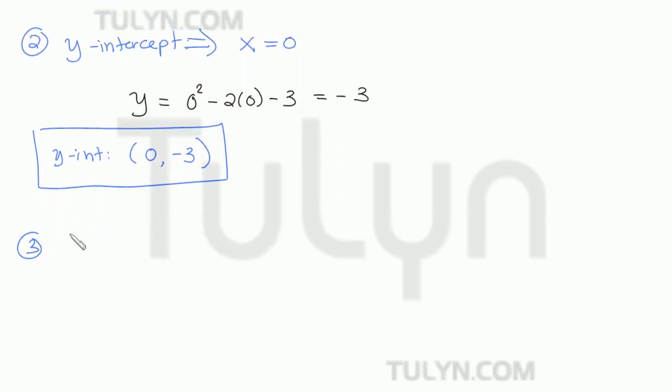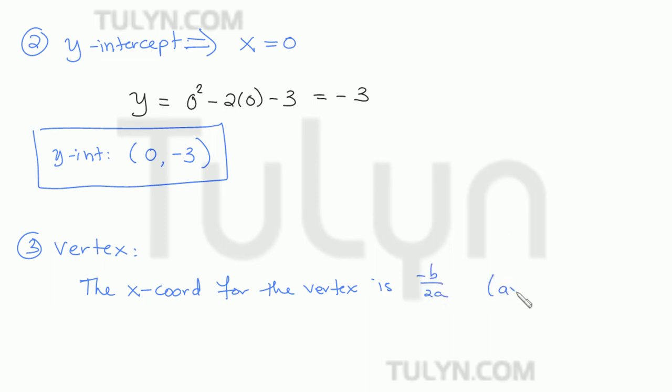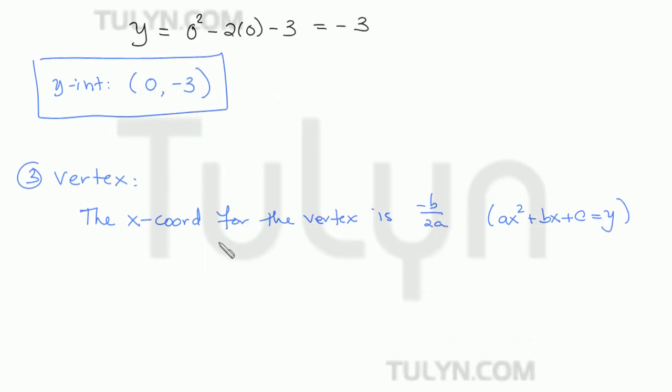And then finally, the last thing that they want is the vertex. So recall that the x-coordinate for the vertex is given by negative b over 2a, where we're looking at the equation ax squared plus bx plus c is equal to y. So let's look at the quadratic equation we had, right? That's y is equal to x squared minus 2x minus 3.